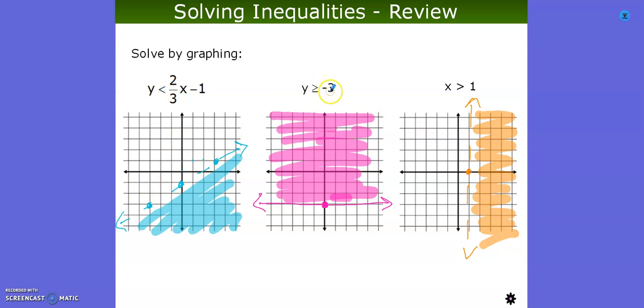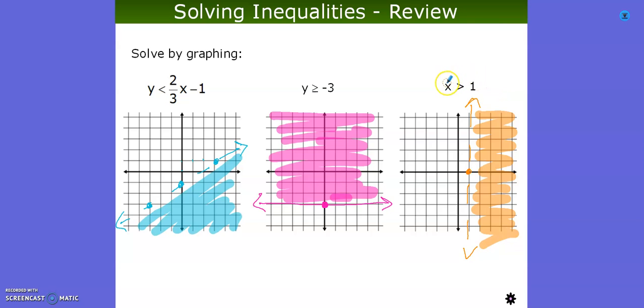Y greater than or equal to -3: along the y-axis, we plot -3, solid line because it says greater than or equal to, and then we look to see where are the numbers on the y-axis greater than or equal to -3, and they are above, so we shaded there.